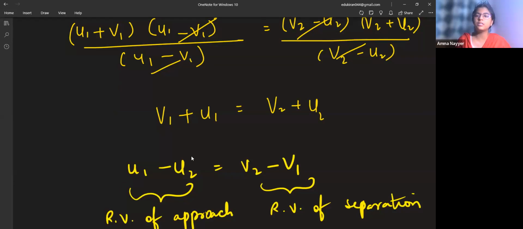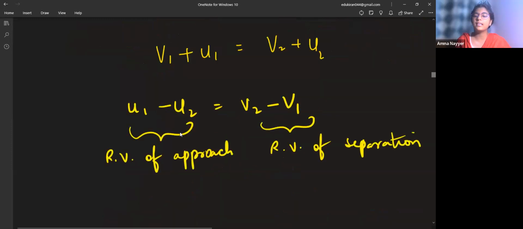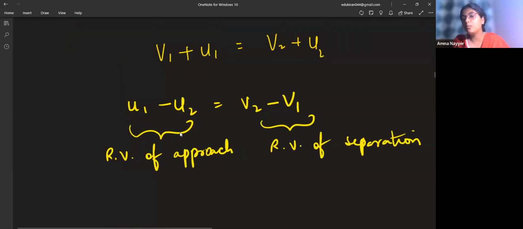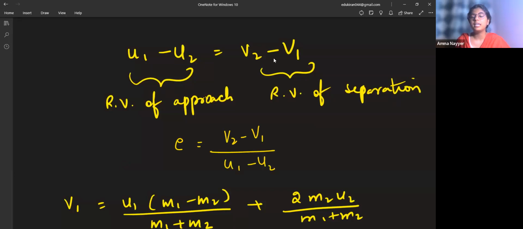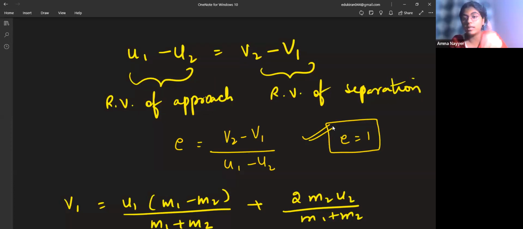Let's rearrange the terms. U1 minus U2 is the relative velocity of approach and V2 minus V1 is the relative velocity of separation. Yes. So what is the coefficient of restitution? See, e is equal to v2 minus v1 divided by u1 minus u2. Since both of them are the same, we get the value of e as 1. So this proves that the coefficient of restitution is 1. Fine. So you have to show all these steps. You have to show that e is coming 1 in this particular case.